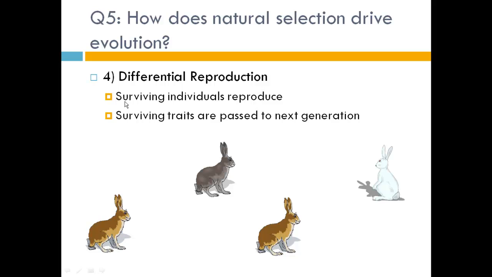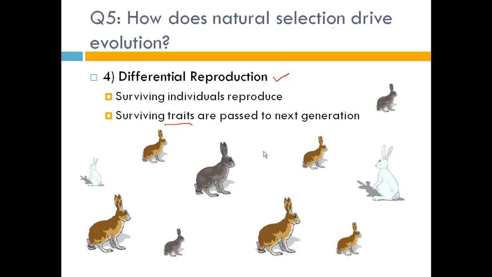Now, once an organism is able to survive, it's also able to reproduce more than the organisms that die out. And this is what we call differential reproduction. The surviving individuals are going to reproduce, and because genes are passed from one generation to the next, those surviving traits get passed down to the next generation. So our brown and gray rabbits are going to be reproducing more often than our white rabbits.